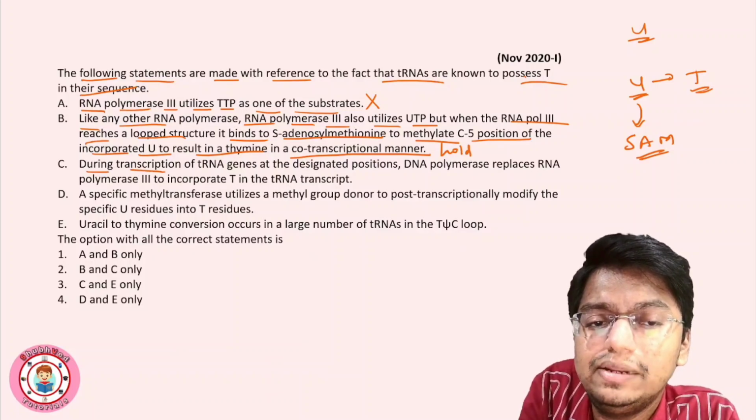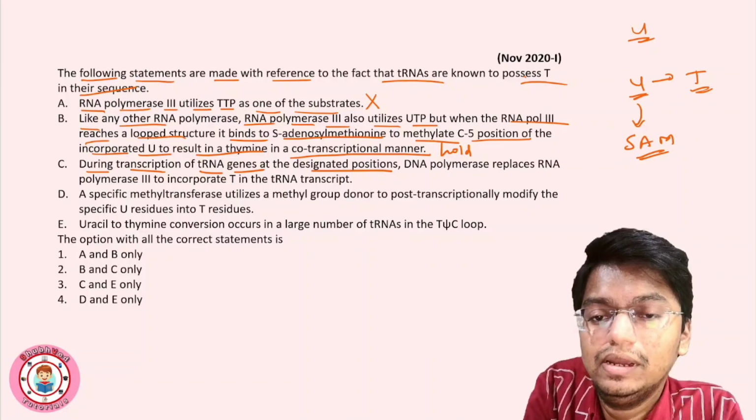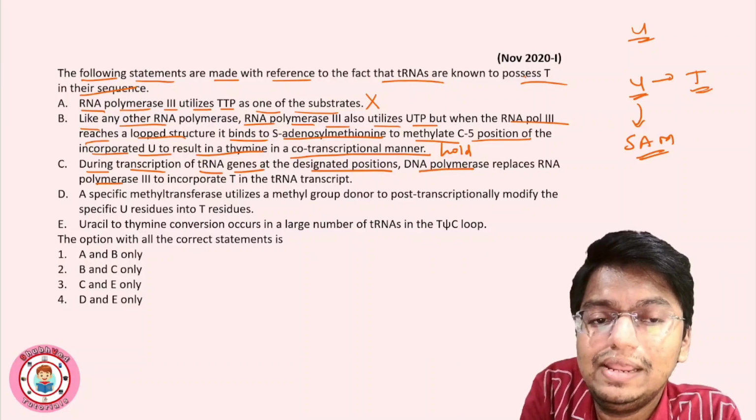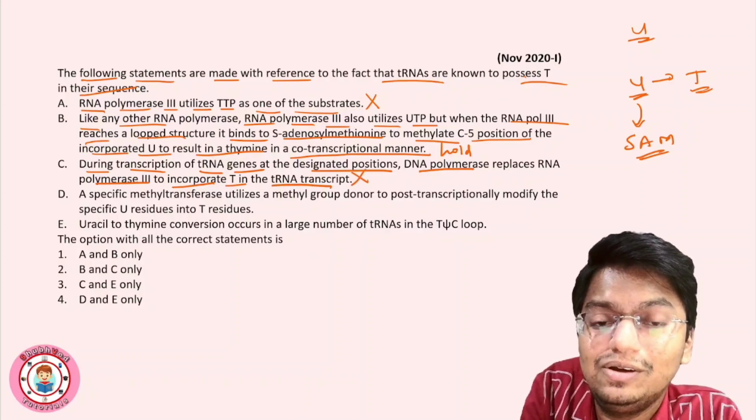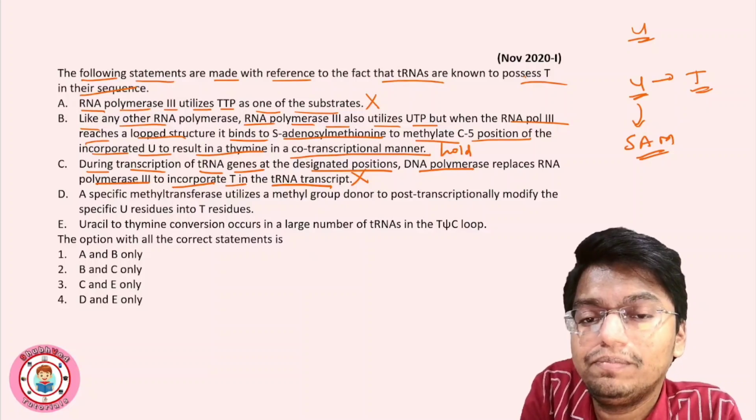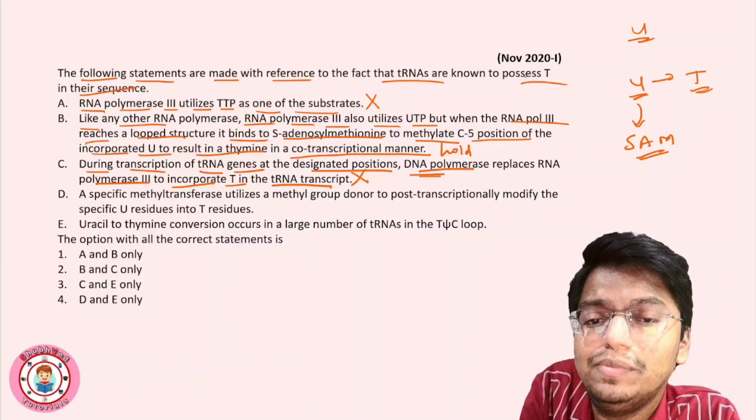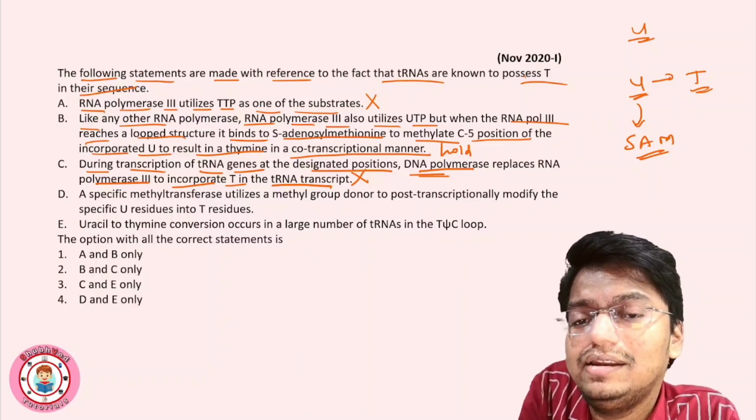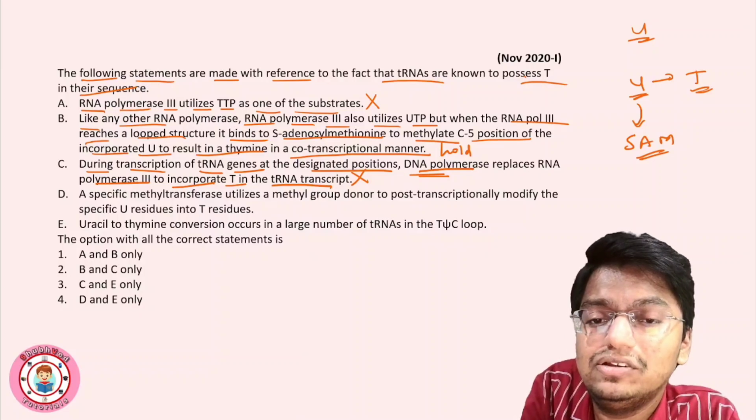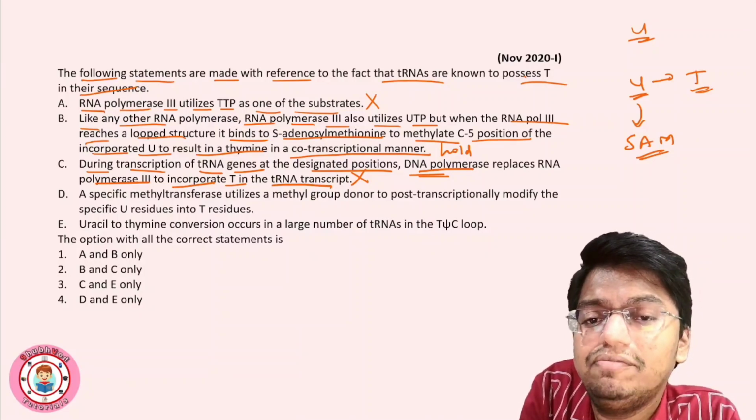During transcription of tRNA genes at the designated position, DNA polymerase replaces RNA polymerase 3 to incorporate T in the tRNA transcript. ये कुछ भी है statement. Okay, so this will not be the answer because DNA polymerase RNA polymerase को replace नहीं कर सकता. DNA polymerase के requirements अलग है, RNA polymerase के requirements अलग है, right. DNA polymerase is for replication, RNA polymerase is for transcription, right, so the requirements are different.